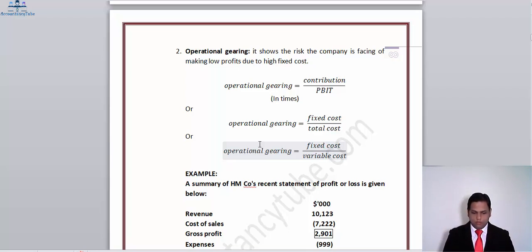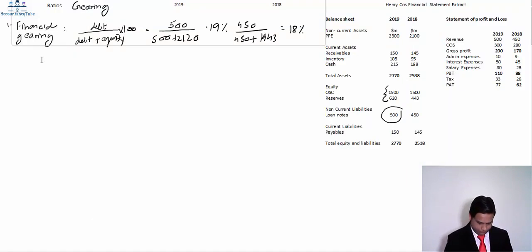So let's compute them in our Henrico extract.